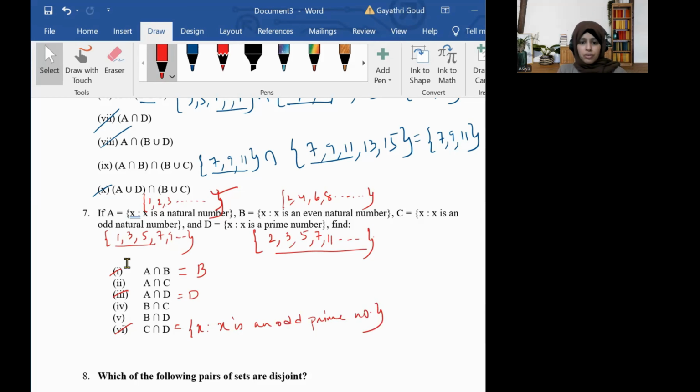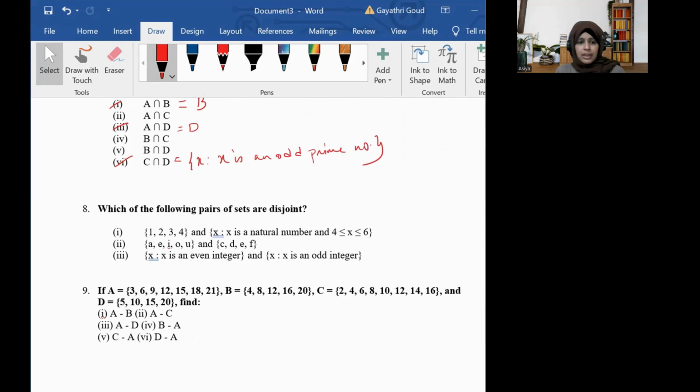Now, moving on to my eighth question. Which of the following sets are disjoint? What are disjoint sets? If the intersection of the two sets is a null set, then they are called disjoint sets. So let us have a look. Here, the first one is 1, 2, 3, 4, and the natural numbers between 4, 5, and 6. Now, what will the intersection of these two give me? 1, 2, 3, 4, and 4, 5, 6. It will give me 4. So, this is not a disjoint set as my answer is 4.